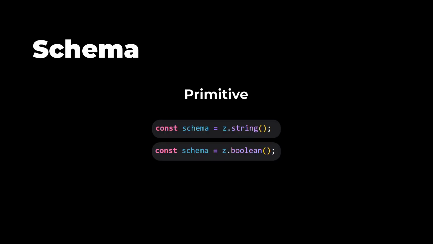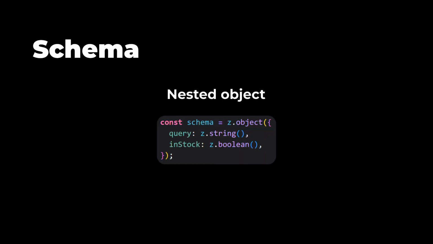Well, basically everything starts with a schema, and a schema is just a description of what your data is supposed to look like. And this can be a simple primitive like a string or a boolean, but it can also be a nested object, and the object can have other properties, each with their own schema. And once we have a schema set up, we can then use it to validate any data against it.